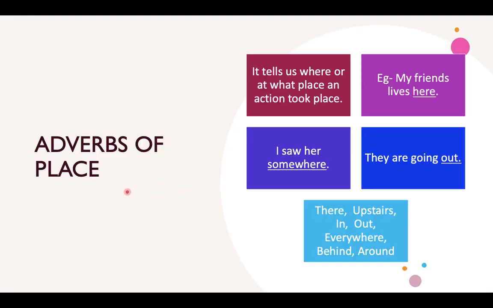Now adverb of place. It tells us where or at what place an action took place. For example, my friend lives here. I saw her somewhere. They are going out. So children, these, here, somewhere, out, and some other words like there, upstairs, in, everywhere, behind, around, indicate the place of an action. So all these are adverbs of place.